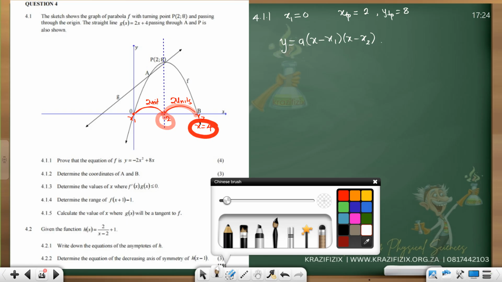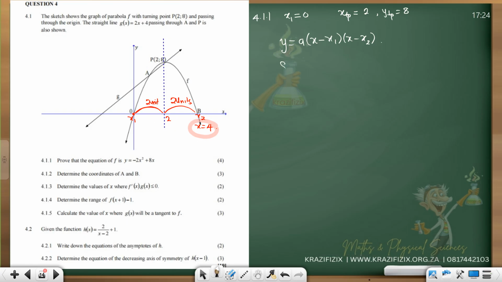So if I throw all of that back into my equation, my y value is 8. I do not know a. My x value is 2. My x1 is 0. My x again is 2. And my x2 is 4. Let's check. All right, if you do the math here, what are you going to have? 2 times negative 2 would give us negative 4. Divide both sides by negative 4. Oh, a is negative 2 again.